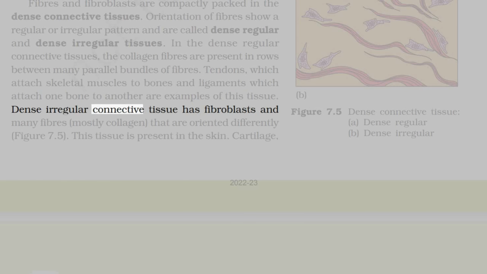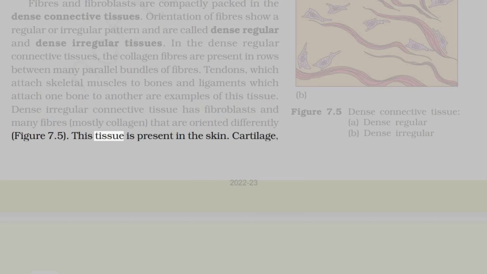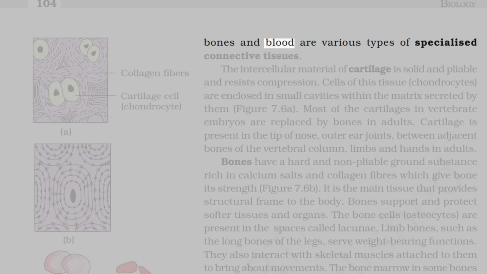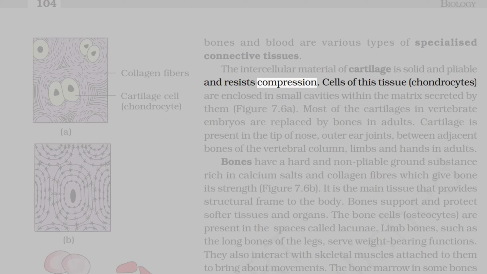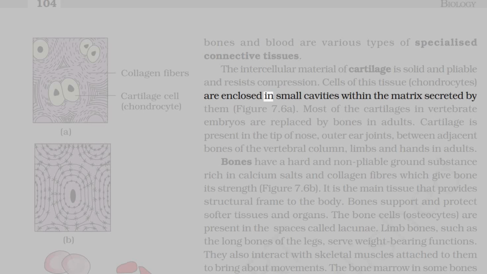Dense irregular connective tissue has fibroblasts and many fibers, mostly collagen, that are oriented differently, figure 7.5. This tissue is present in the skin. Cartilage, bones, and blood are various types of specialized connective tissues. The intercellular material of cartilage is solid and pliable and resists compression. Cells of this tissue, chondrocytes, are enclosed in small cavities within the matrix secreted by them, figure 7.6a.